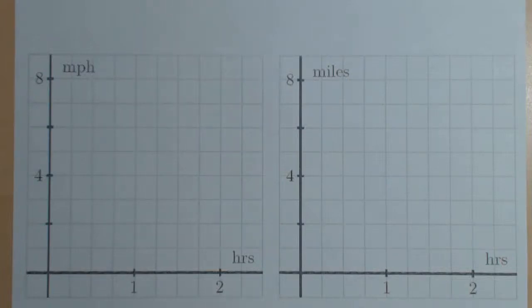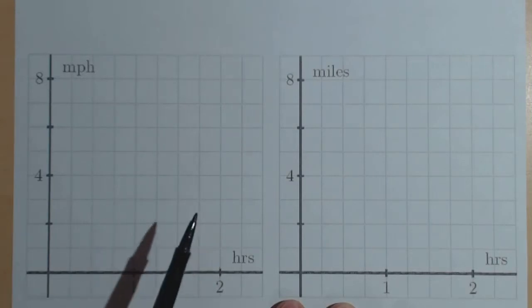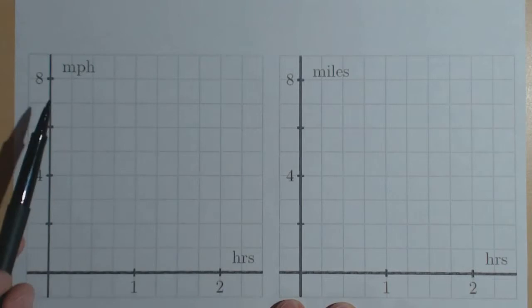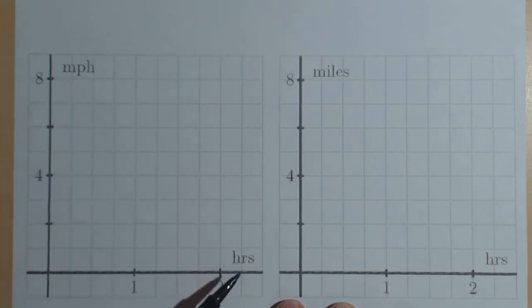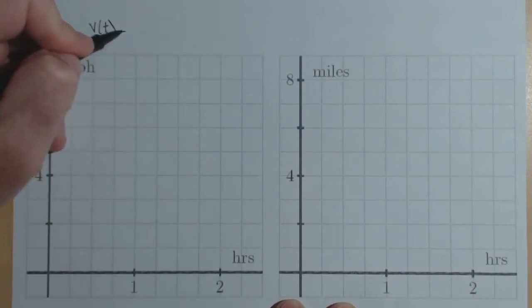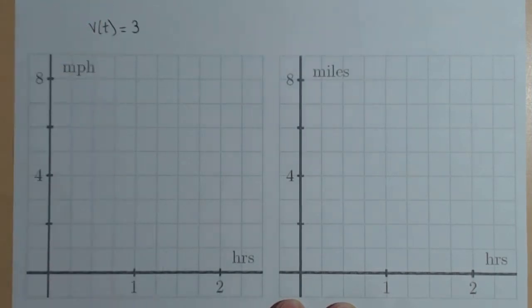In preview activity 4.1, we have a person who's walking along a straight path at a constant rate of 3 miles per hour. Now what we're going to do is create a couple of graphs and look at the relationships between them. So on this left side, notice that we're plotting miles per hour versus hours. And since this person is going at a constant rate of 3 miles per hour, we could say v of t equals 3.